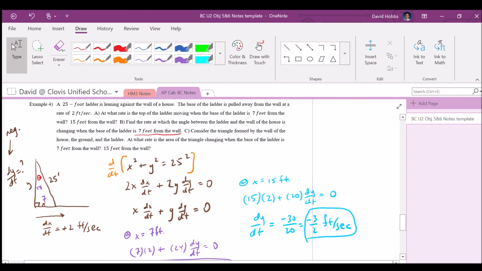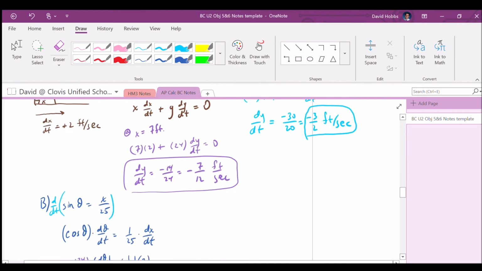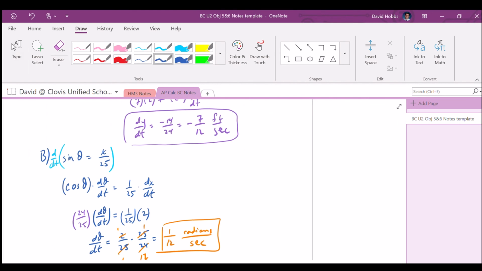Part C, we've got: consider the triangle formed by the wall of the house, the ground, and the ladder. Yeah, there's a triangle there, obviously. At what rate is the area of the triangle changing? They want dA dt, so we need an area formula. That would be 1/2 base times height, 1/2 xy, when the base of the ladder is 7 feet from the wall and 15 feet from the wall.